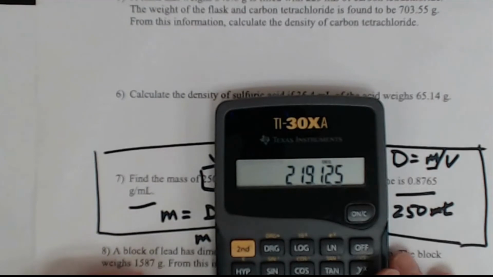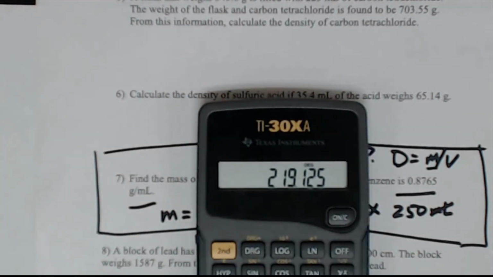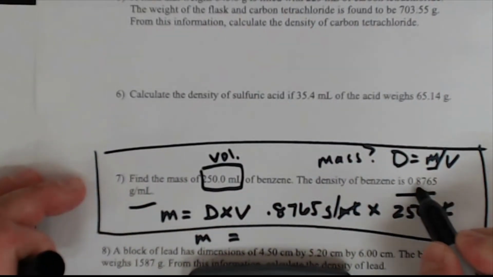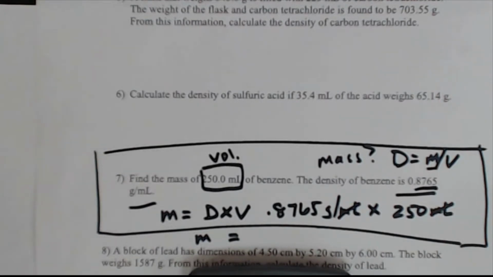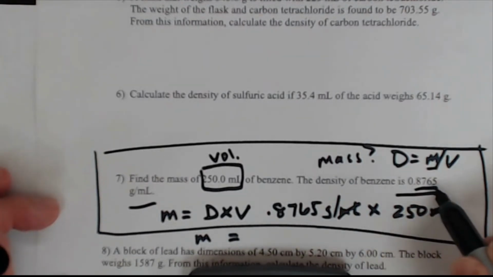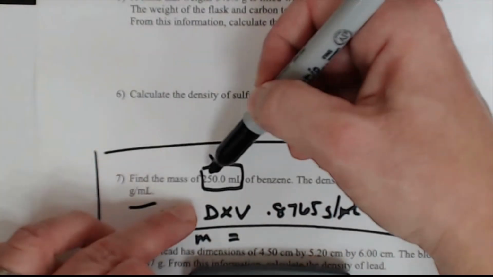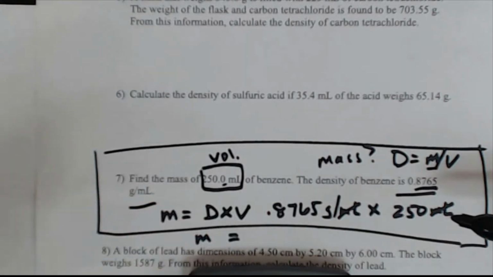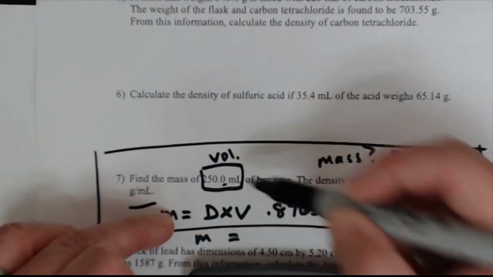I have an answer of 219.125. And so you might be thinking to yourself, well, what do I round this to? Let's go back to our problem. In this part of the problem, you guys, we have an answer to, what is that? The nearest 10th, 100th, 1000th, 10,000th. And over here, we have our answer to the nearest 10th. Now, we can only be as precise as our least precise answer. So our answer is going to be to the nearest 10th.